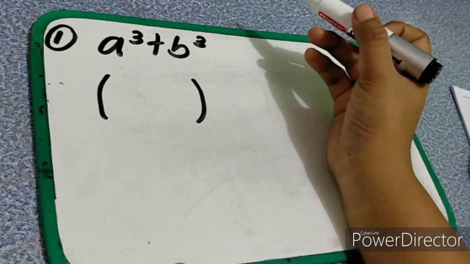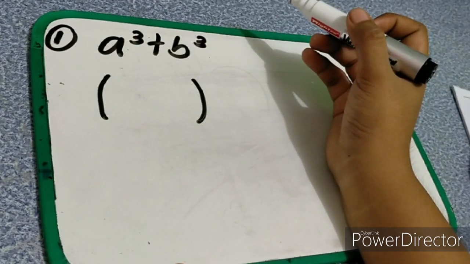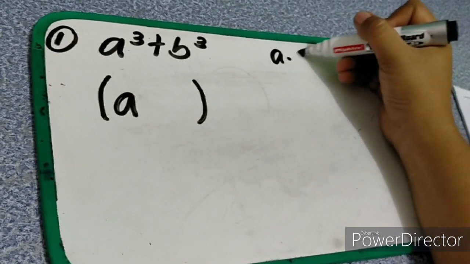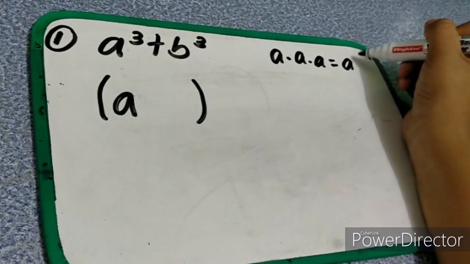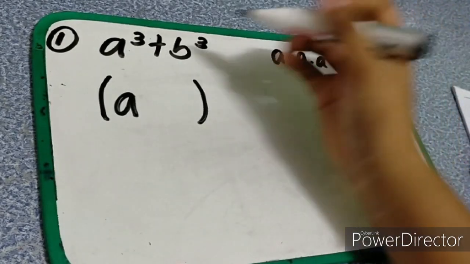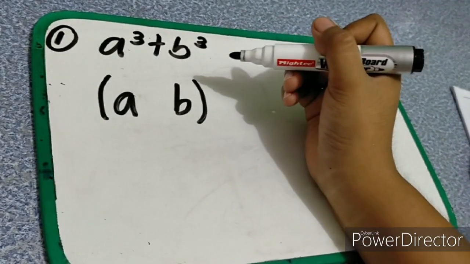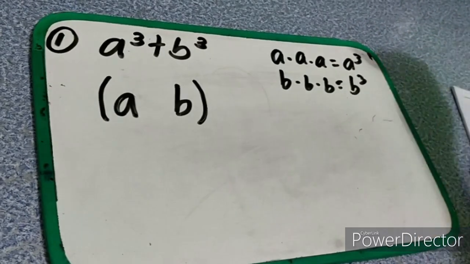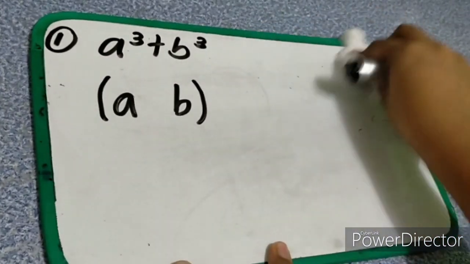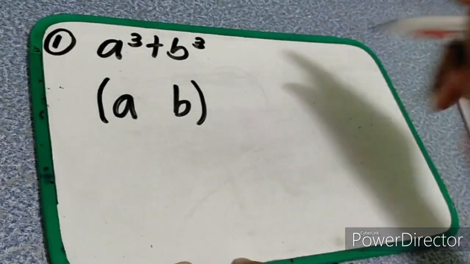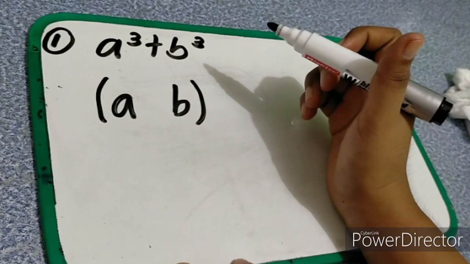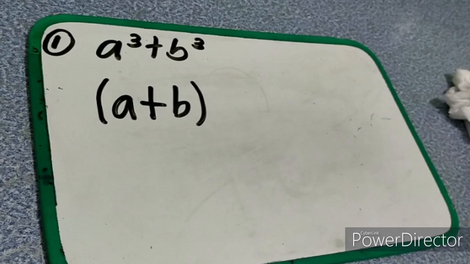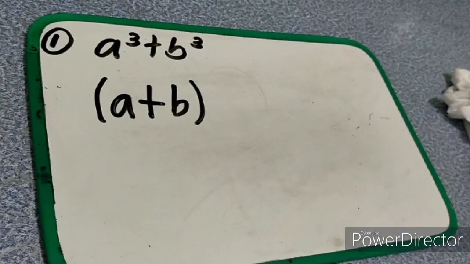Ano ba ang pwede nating i-multiply na variables? Of course, it is a. Kasi a times a times a is equal to a cube. How about b? Of course, it is also b. Kasi b times b times b is b cube. So, that is the cube root of a cube plus b cube, and then copy the sign of our given polynomial. So, we have now the binomial factor.